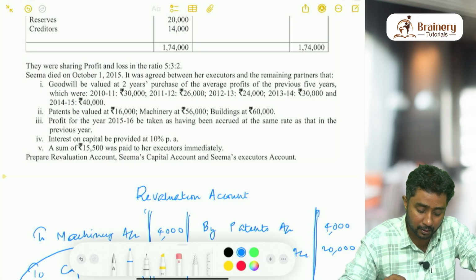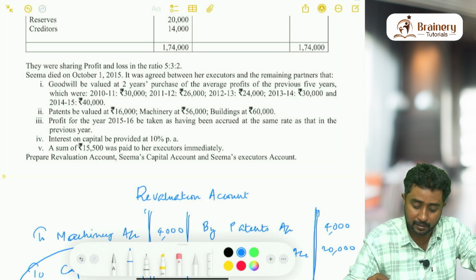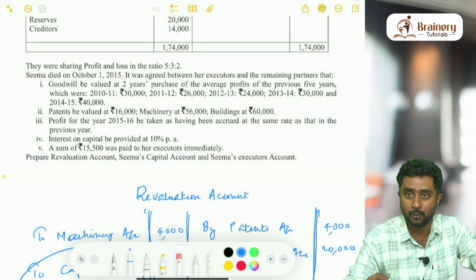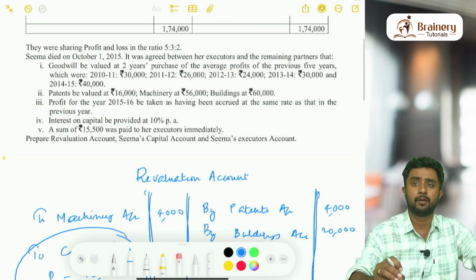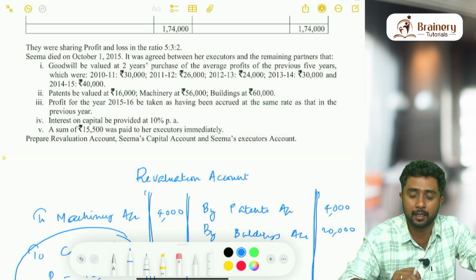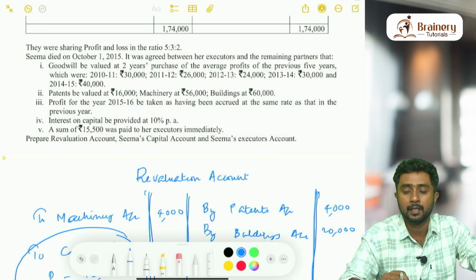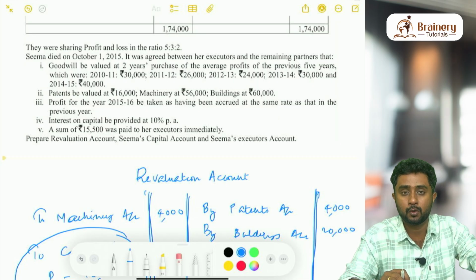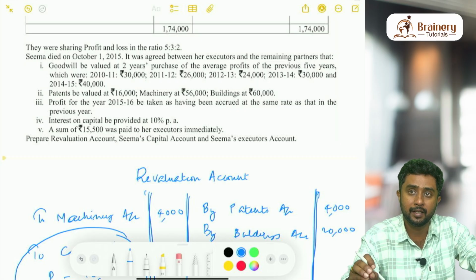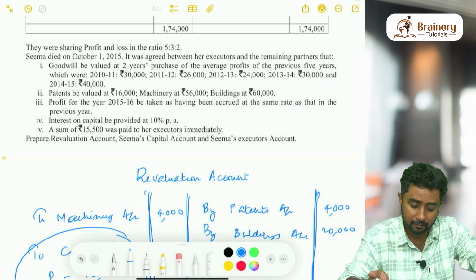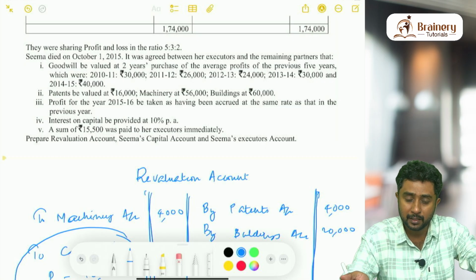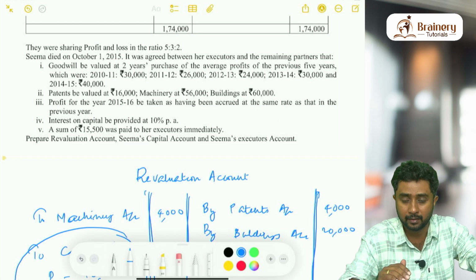Next is the third adjustment. Profit for the year 2015-16 will be taken as being accrued at the same rate as that in the previous year. What does it mean again? That means the profit up to the date of death of the partner, you have to share or give to the partner. So the entry will be profit and loss suspense account debit to deceased partner's capital account. We have to write some amount there, so for that we need some base value. What they are saying is, whatever profits we earned in the most recent year, the same profit is going to come this year also. That is the assumption they are making.